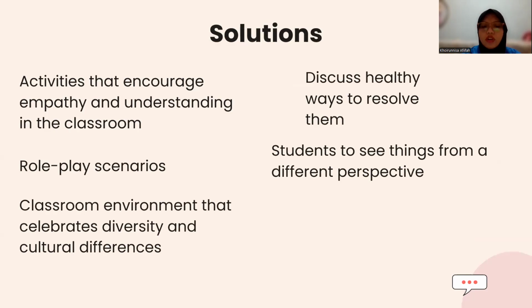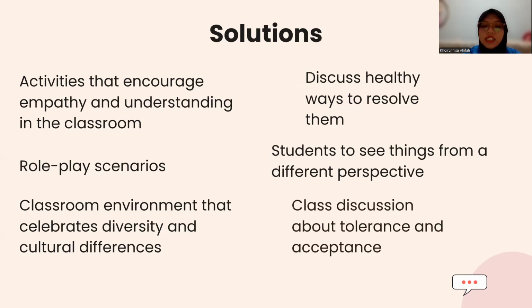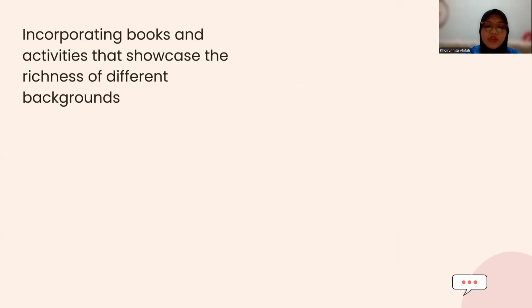Alex's aggression may stem from an underlying bias or feeling of not belonging. Mrs. Johnson can create a classroom environment that celebrates diversity and cultural differences. This could take the form of a class discussion about tolerance and acceptance, or incorporating books and activities that showcase the richness of different backgrounds. By creating a more inclusive space, Alex may feel more comfortable and less likely to get upset.